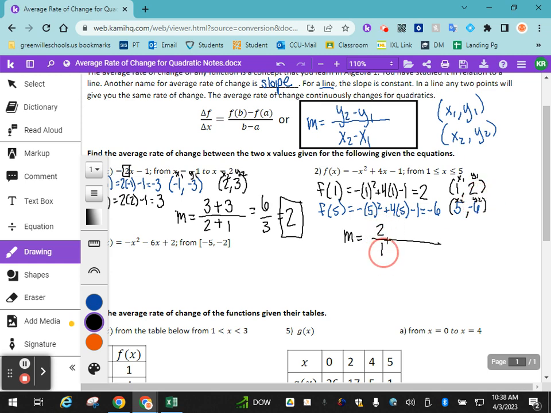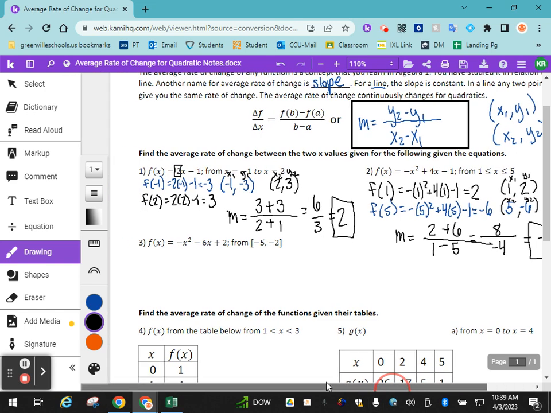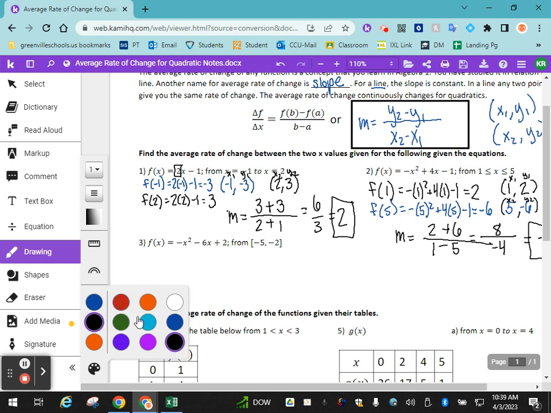So 2 and 1, minus a negative is a positive. I don't know why I made this line so long. That's okay. 6, 7, 8 over -4, -2. And it's okay if your slope comes out to a fraction, just reduce the fraction if possible. If I go too fast, slow me down. If I go too slow, speed me up.